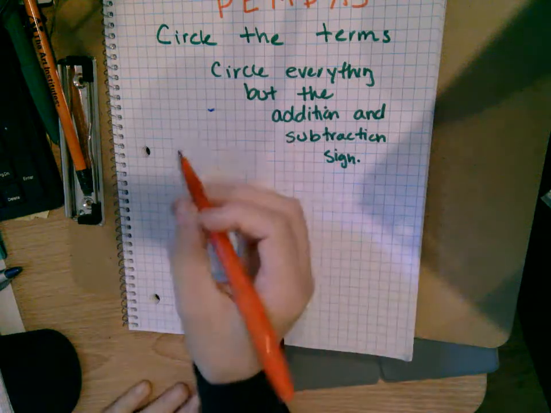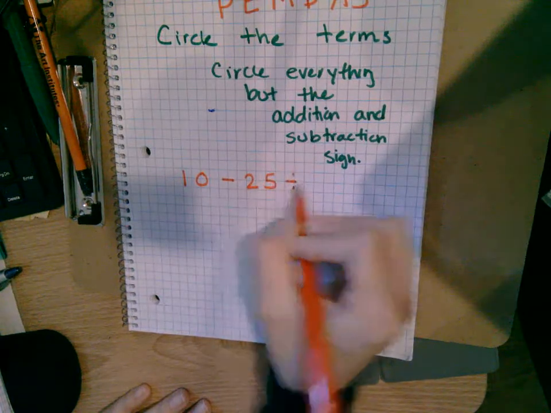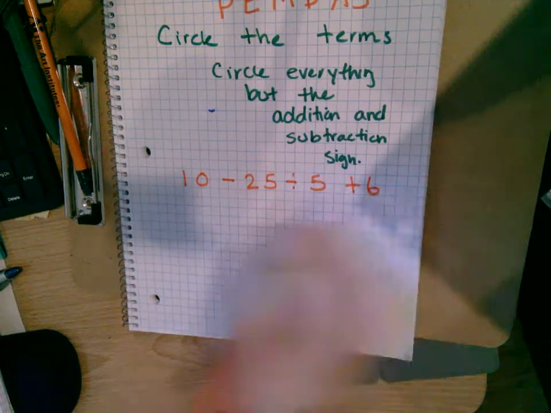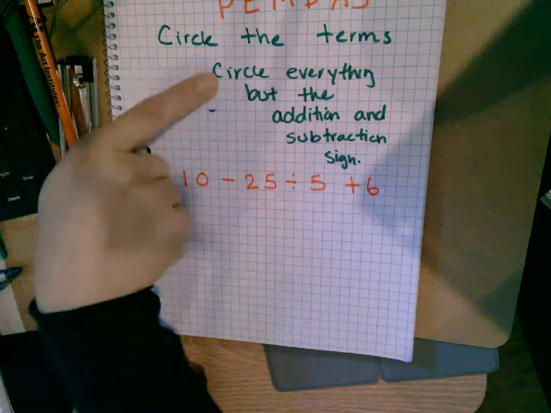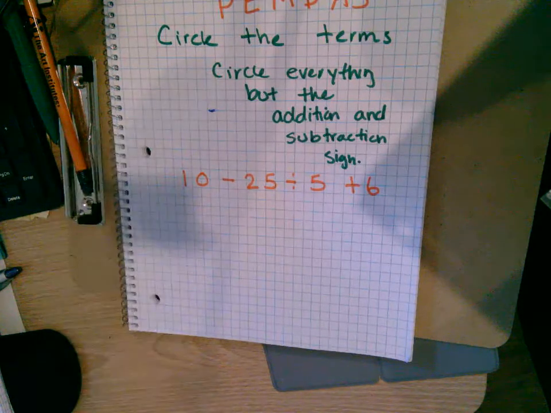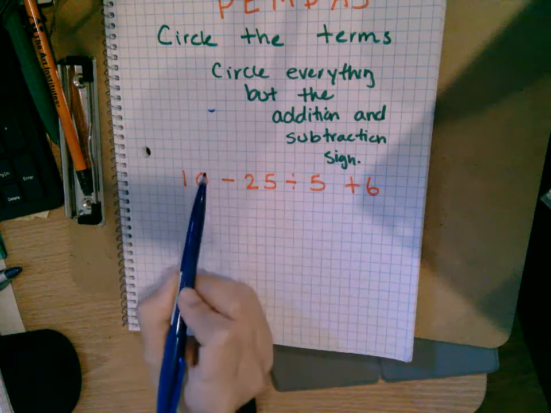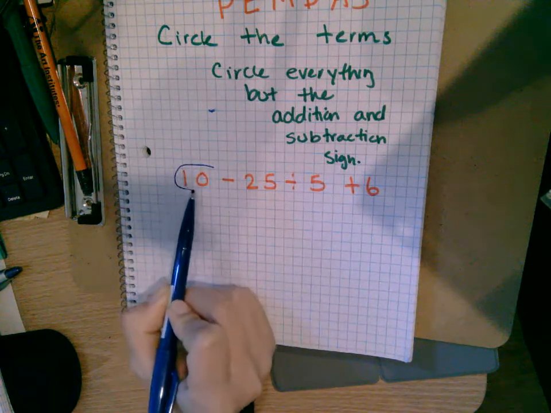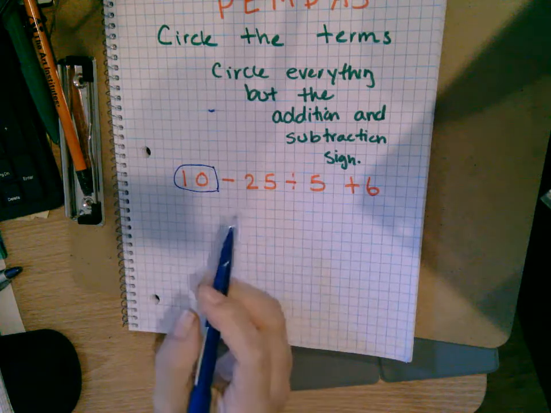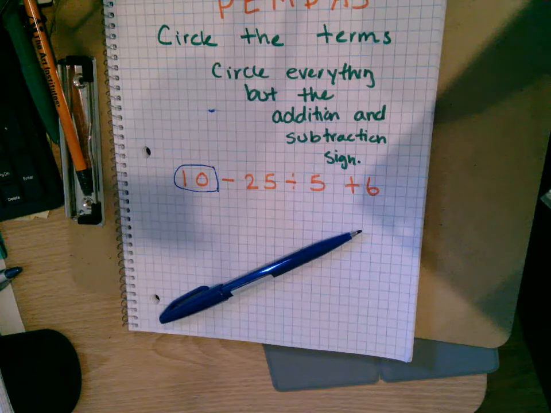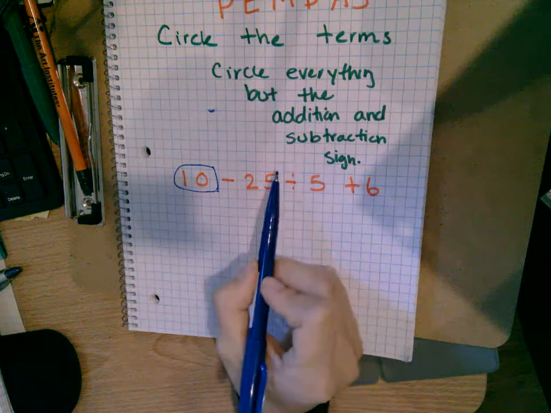All right, so if I have the problem 10 minus 25 divided by 5 plus 6. Okay, so you're going to circle everything but the addition and subtraction sign. So I'm going to circle this 10, but because there's a subtraction sign, I'm going to close it right there. That's called a term. Okay, so this is one term. I don't circle subtraction, and then I continue circling.